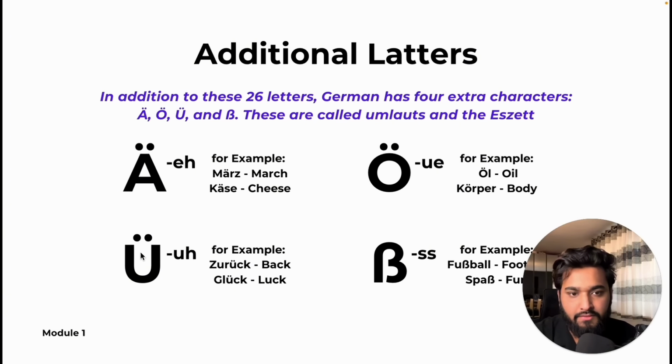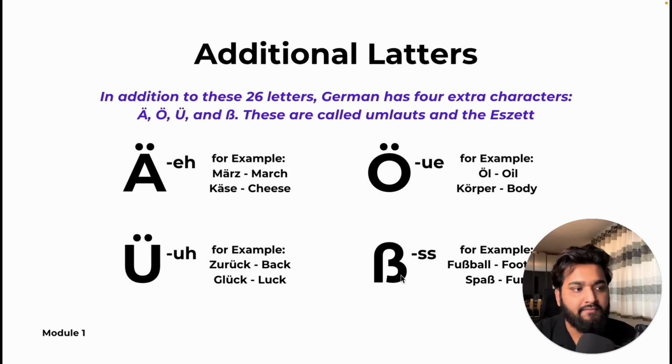So the next one we have is Ü. Ü, for example, zurück, zurück. Zurück means back, and Glück. Glück means luck. The same also goes with Ö. Ö is from O umlaut. So you would say, for example, Öl. Öl means oil, and Körper. Körper means body.